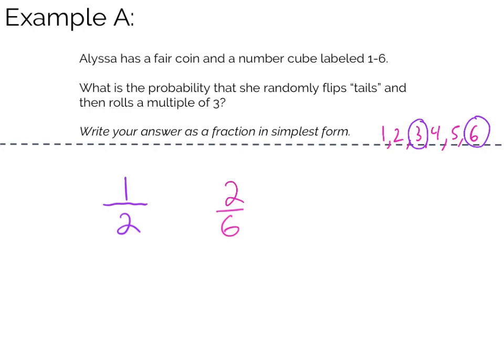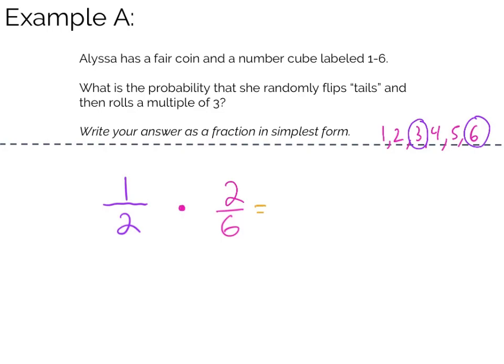Now, we need to multiply these two fractions together because that is how we find compound probability. I am not going to cross multiply them. I'm going to just multiply them straight across. Now, you can reduce your fractions ahead of time if you'd like. I'm going to leave them the same and reduce at the end.